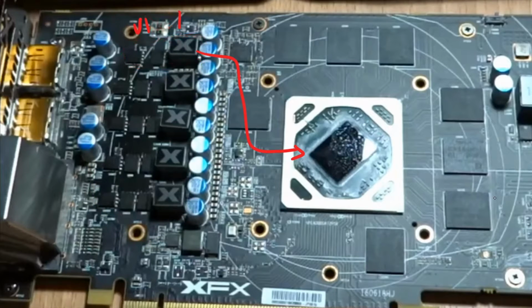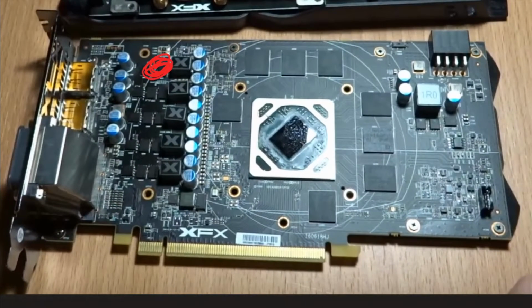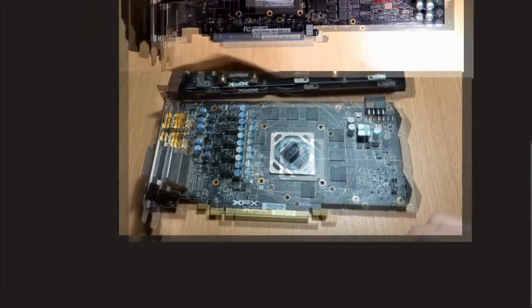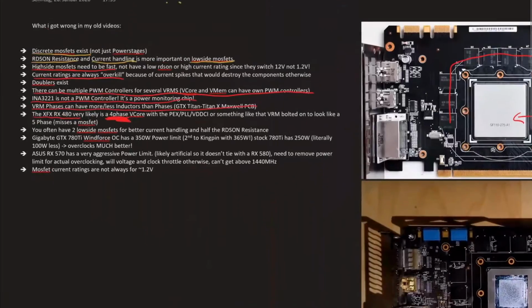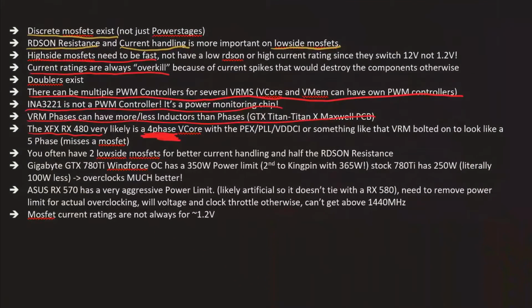So yeah, it is a 4-phase, but that one is not VMem. That is this right here. So next point. Yeah, okay, I already talked about this. If you have 2 low-side MOSFETs, you get better RDS(on) because you halve it, and you get better current handling because, well, the MOSFETs are in parallel.